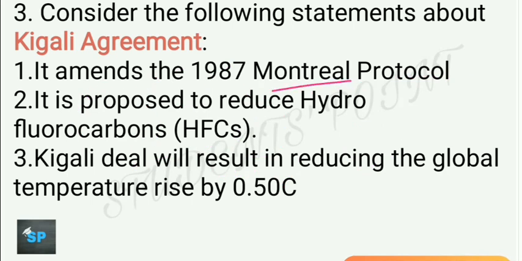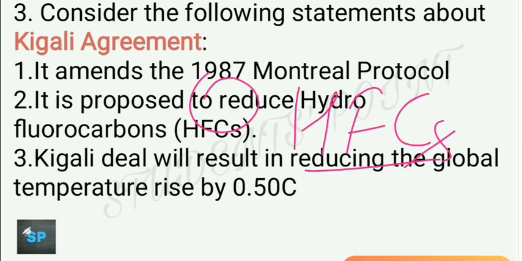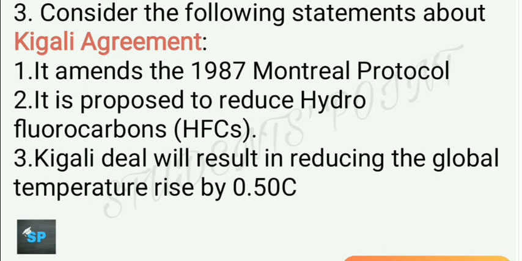And the Montreal Protocol tried to eliminate the use of CFCs and replaced it with the use of HFCs, that is hydrofluorocarbons. But the problem was that HFCs, though not an ozone depleting substance, were high potential greenhouse gases, so they were leading to climate change. So it was another problem for humanity. So the Kigali Agreement was signed and it proposed to reduce hydrofluorocarbons as well. So this statement is correct as well.